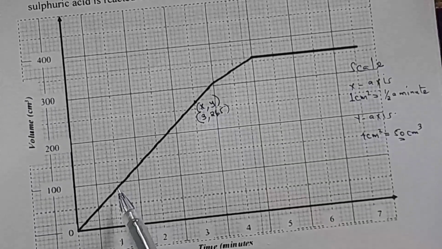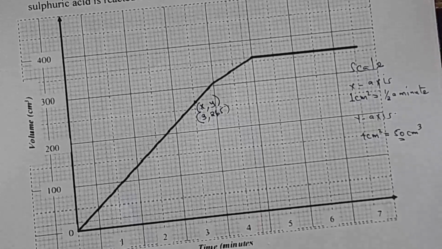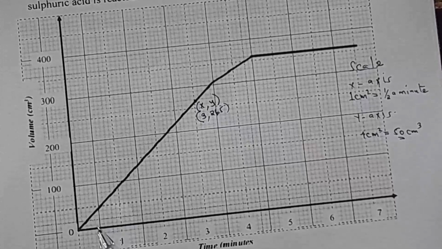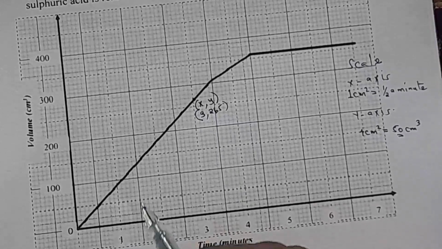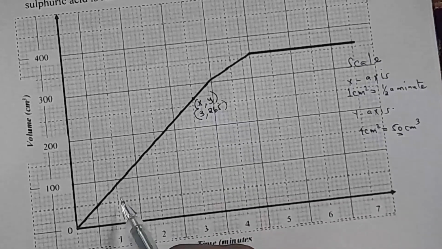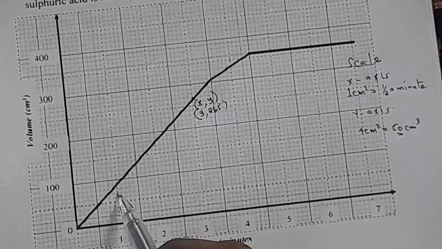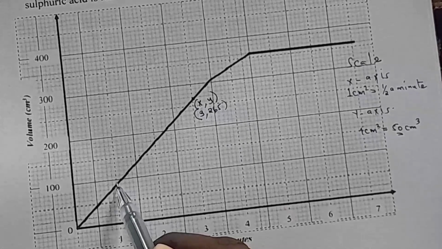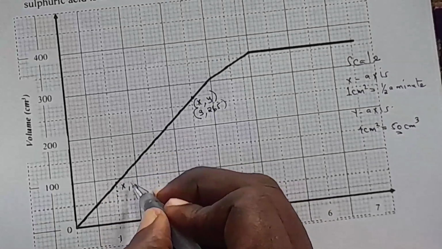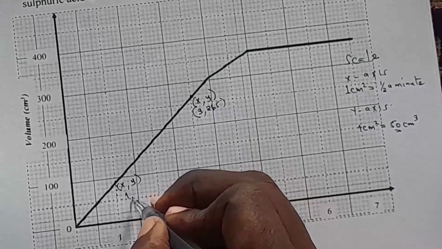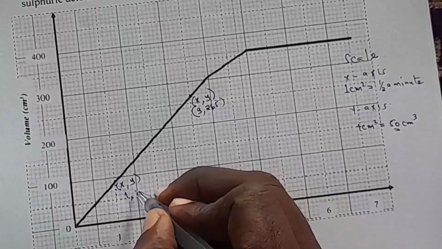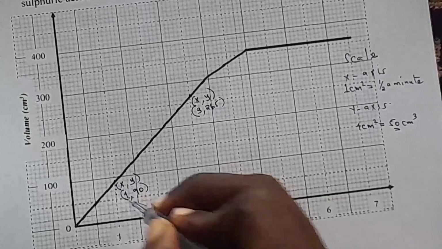So let's just check now the volume at that first minute. So we go and count. It is from here all the way to there. So each small box, we said it is 10, 10. So here is obviously 50. So we have here 60, we have 70, we have 80, then we have 90. So that means if we put here x and y as our coordinates, x is the time, that means we have 1, comma, then the y coordinate there will be 90 centimeter cube.